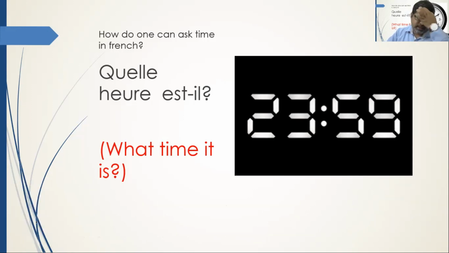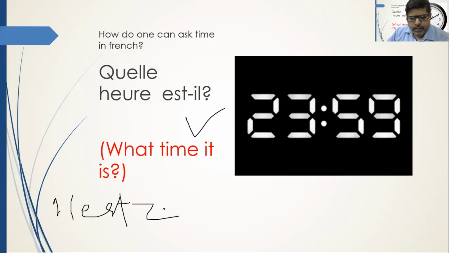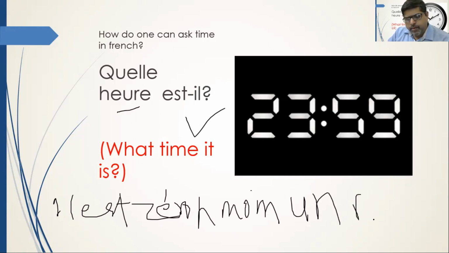On the contrary, if it is calculated the same way, 23:59 will be called 1 minute less than midnight, right? Or 0 hour. So il est zéro heure, will be like that, or minuit moins une minute. So minuit will be written like that.